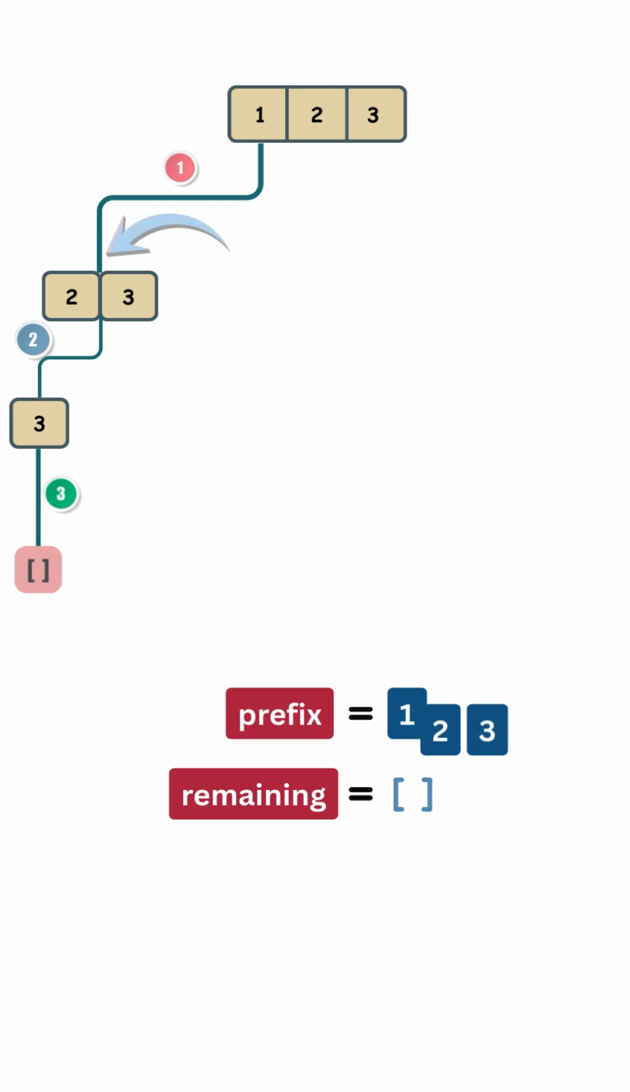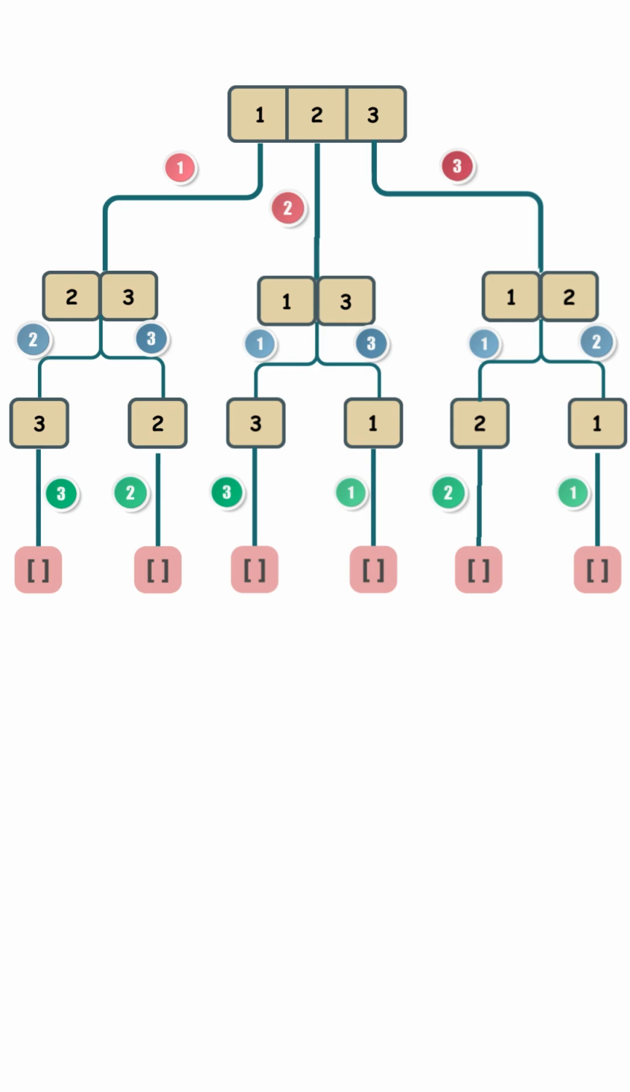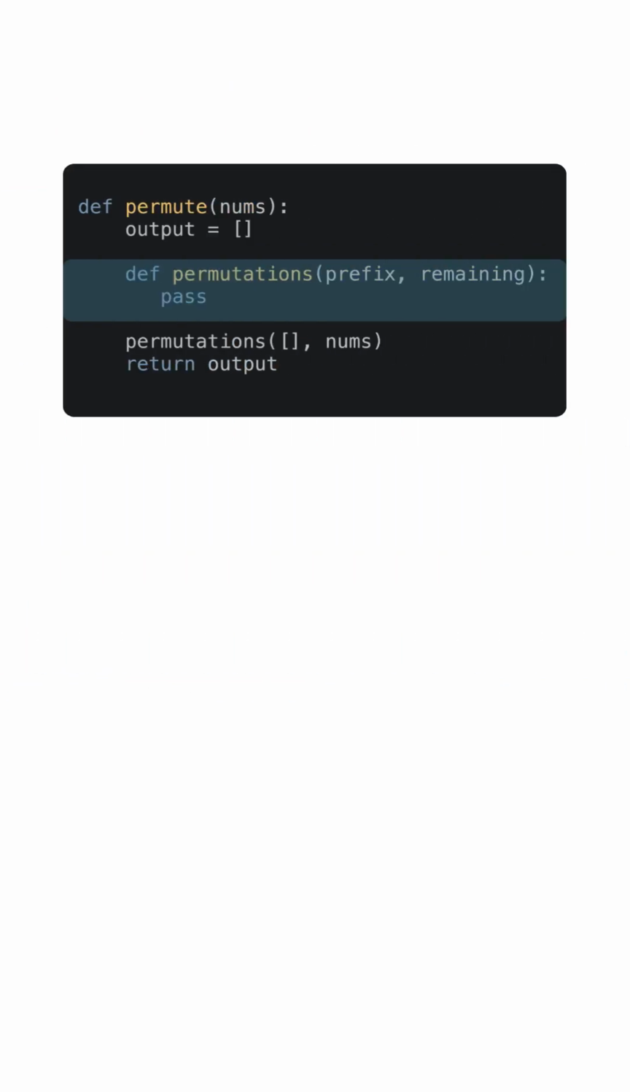Now, we backtrack to the original call where the prefix was 1 and the remaining list was 2 and 3. The recursion continues and we move to the other side of this subtree. This time, we choose 3. The prefix is 1 and 3 and the remaining list is 2. We then choose 2, making the prefix 1, 3 and 2. The remaining list is empty. We've hit the base case again and record the second permutation of 1, 3 and 2. This process is repeated for the choices starting with 2 and 3, completing the full recursion tree and generating all 6 permutations. Let's review the code.